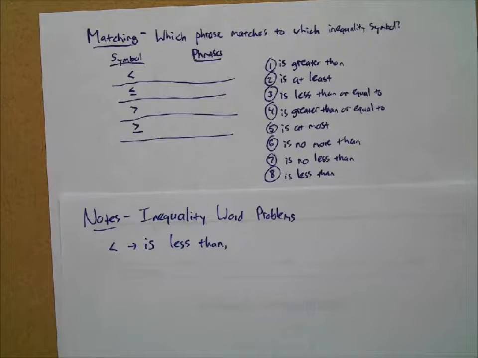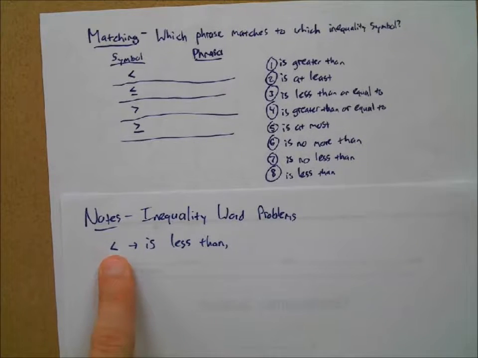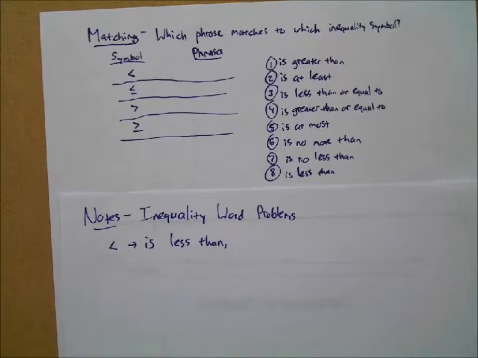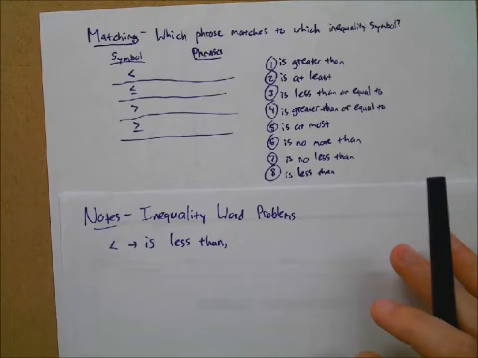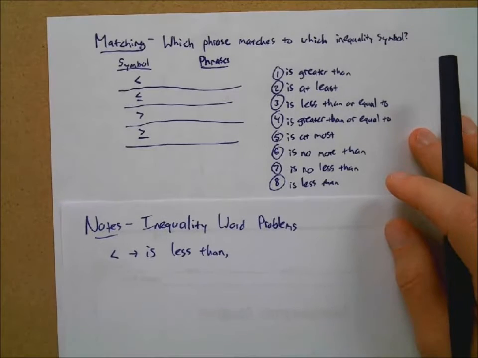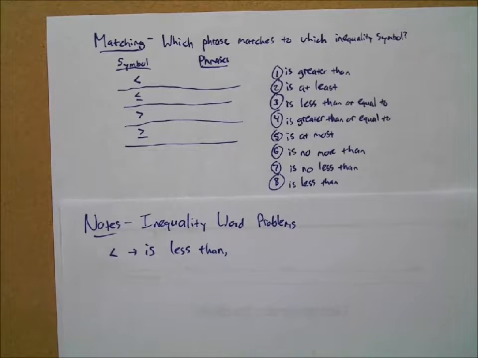So for this symbol, did any of these other phrases match besides is less than? I'll give you a hint. There's one more phrase that goes with this here. Okay. Is at least. Okay. So I think you see the word less, you see the word least, and you're like, okay. So it's not is at least.